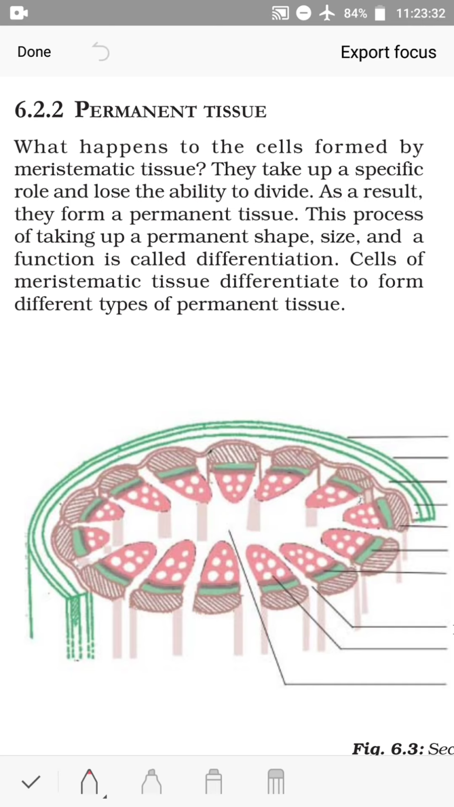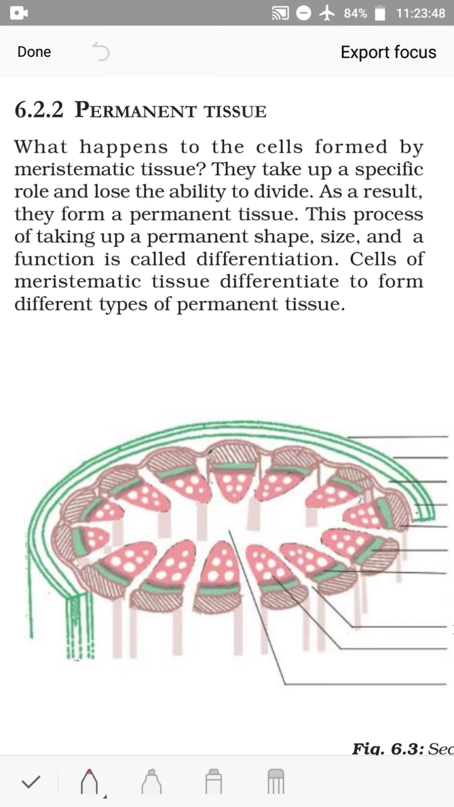We have started a new chapter, tissue. What is a tissue? A group of cells performing a particular function is called a tissue. There are some differences between plant and animal tissues. That also we have discussed.